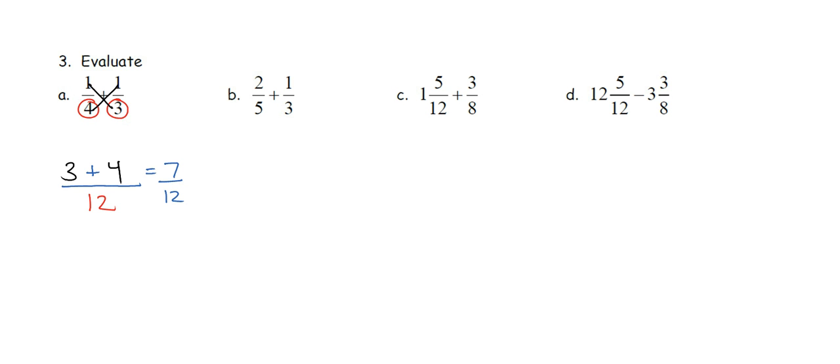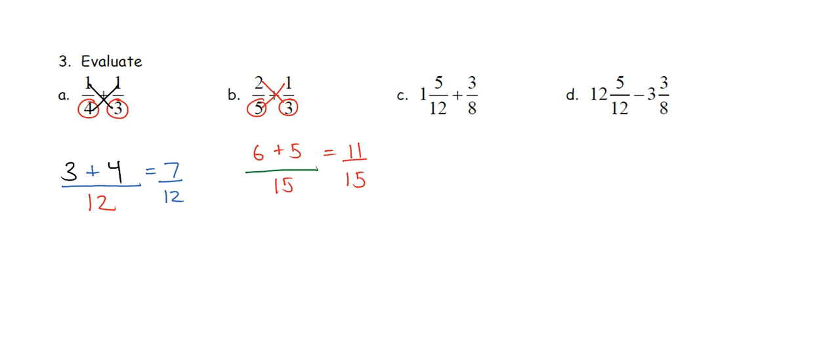We can definitely use the same approach for question 3b. Let's just draw a line there. 5 times 3 is 15. Then 2 times 3 will be 6. 5 times 1 is 5. We add those, and this will be 11 over 15.